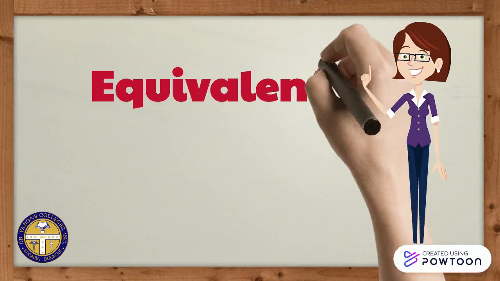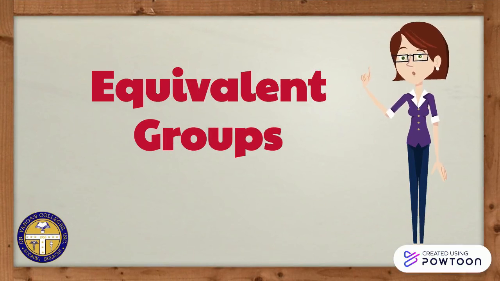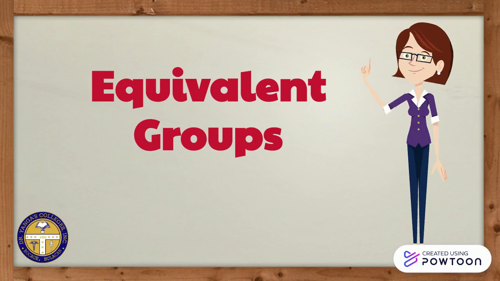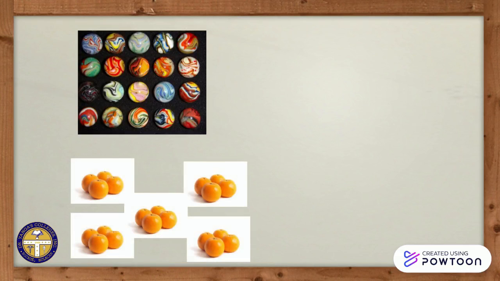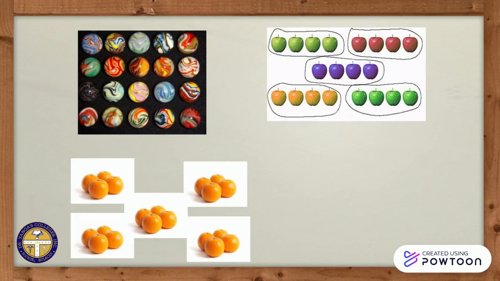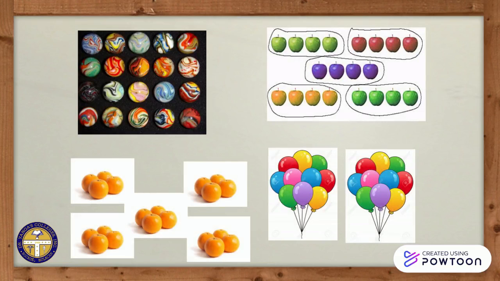We will talk about equivalent groups. When we say equivalent, these are groups of pictures or images that are equal in numbers. Let's take a look at the following pictures. We have marbles, oranges, apples, and balloons.